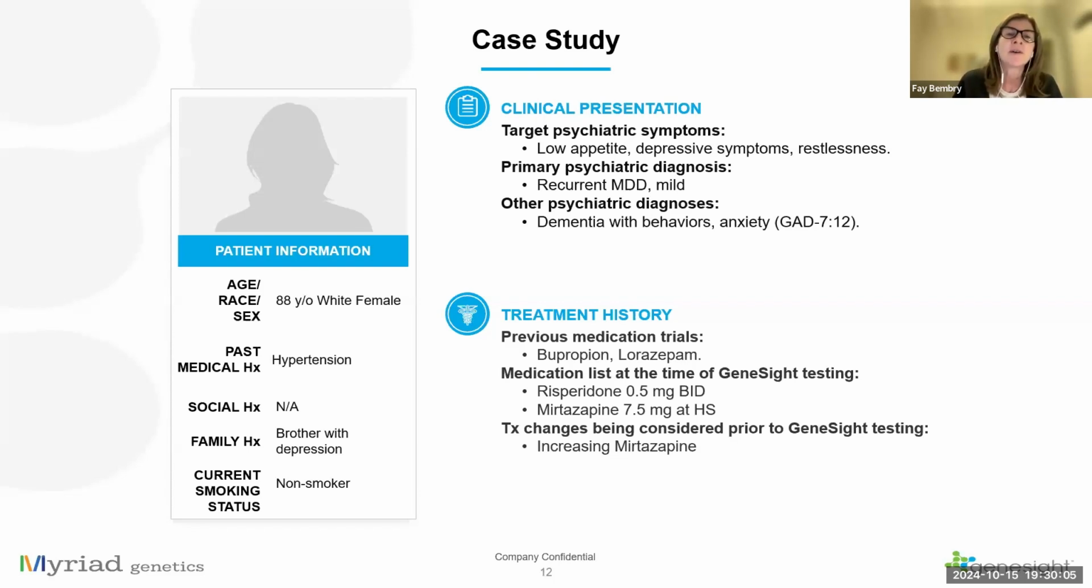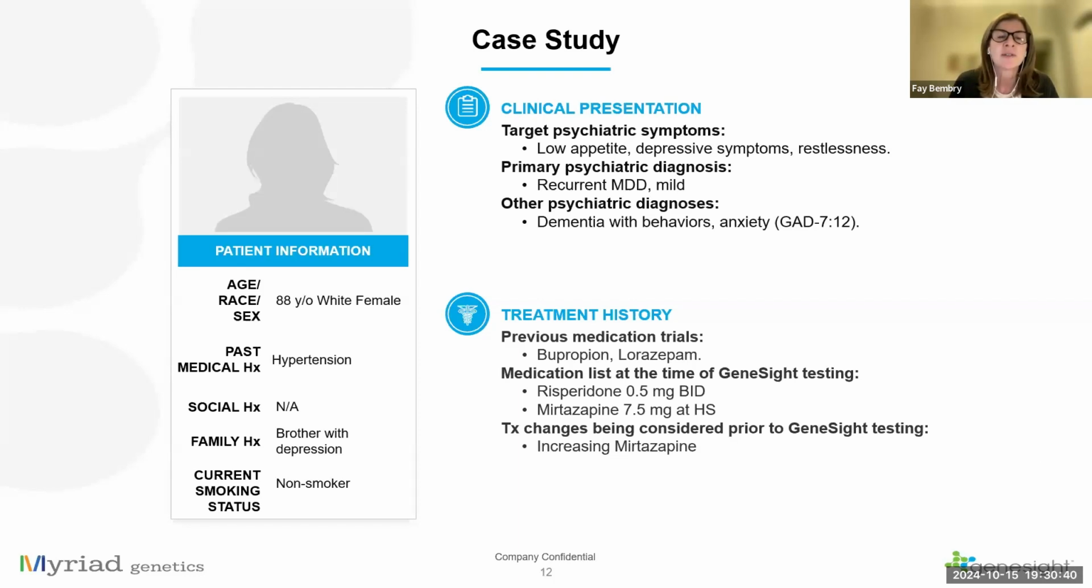Target symptoms on her presentation were low appetite, depressive symptoms, and motor restlessness. I was trying to ascertain when these symptoms occurred in relation to her current med list, which we'll get into briefly. She had recurrent major depressive disorder. She had also now been diagnosed with dementia with some behavioral disturbances, specifically anxiety.